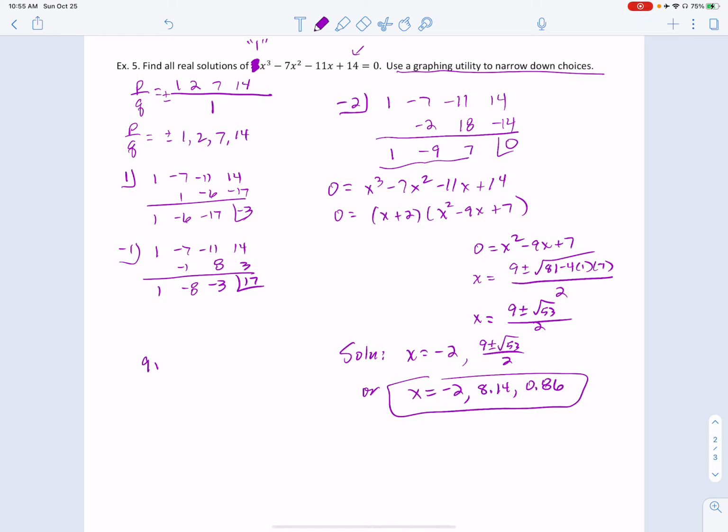Again, you get those by taking 9 plus the square root of 53 over 2, and 9 minus the square root of 53 over 2. And so this one would give you the 0.86, and the sum would give you the 8.14 if you plug those in. But yeah, using the possible rational roots to then try to whittle it down to a remainder of 0 so you can have the coefficients of a reduced polynomial, it can just help you out in factoring and finding zeros.